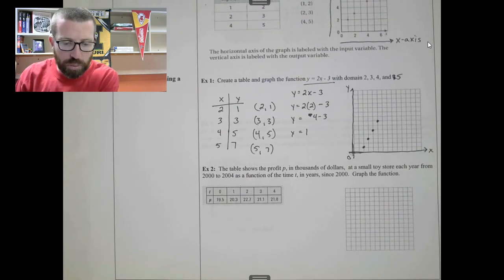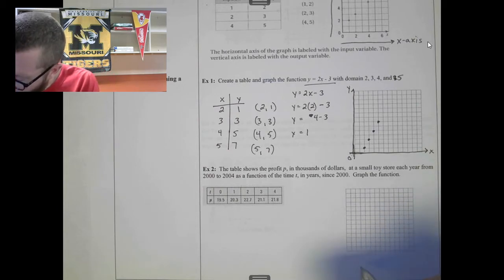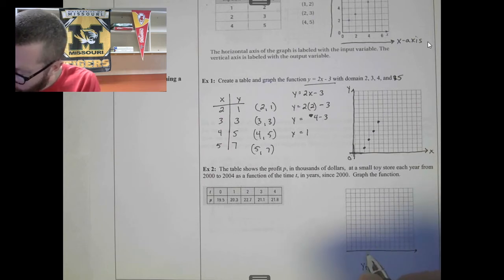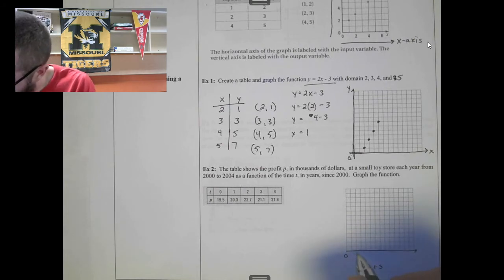Okay, let's apply this a little bit. So this table specifically shows profit in the year from 2000 to 2004. And then T is the years since 2000. So let's label this as years for the independent variable. And then we're going to spread these out a little bit. Let's make this 0, and then we'll do 1 right here, 2, 3, and 4.